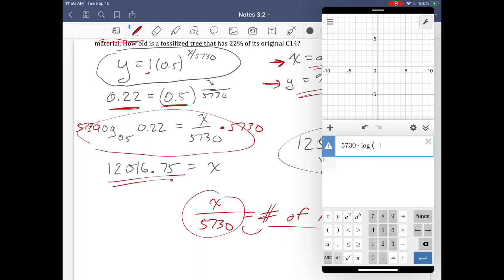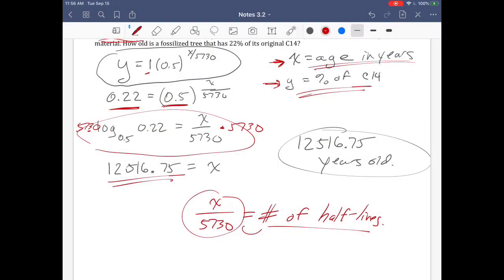So 5730 times log base 0.5 of 0.22, and that's where I got my 12,516.75 years. Probably way more specific than actual science could figure out, but based on our model, that is the number of years. Let me know if you've got any questions.